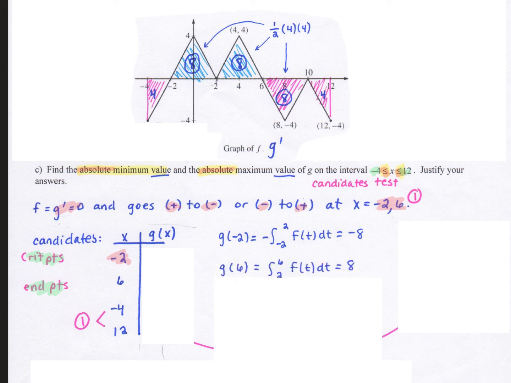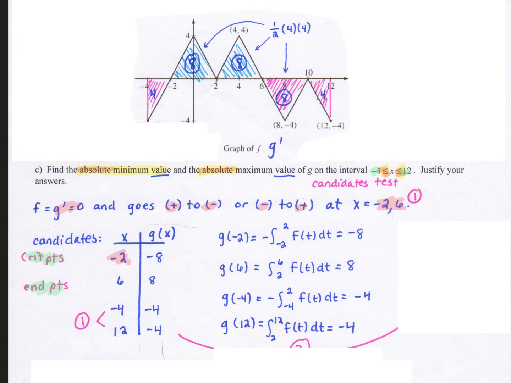I find g of 6, g of -4, and g of 12. And these are the values I'm looking at to determine my absolute minimum and maximum. I can see my minimum value here is this -8, and my maximum value is an 8.